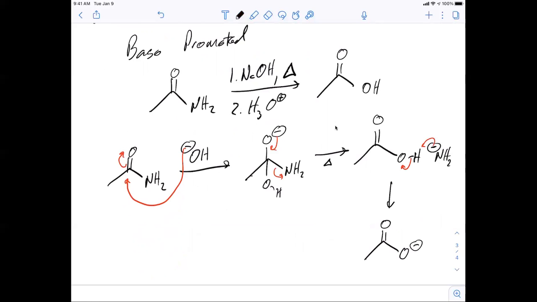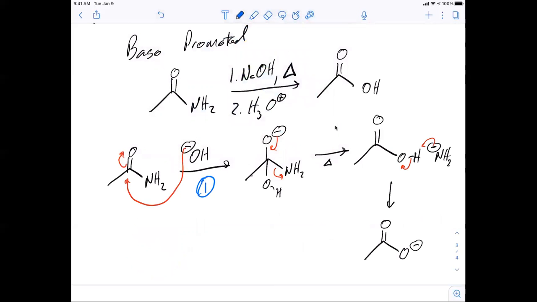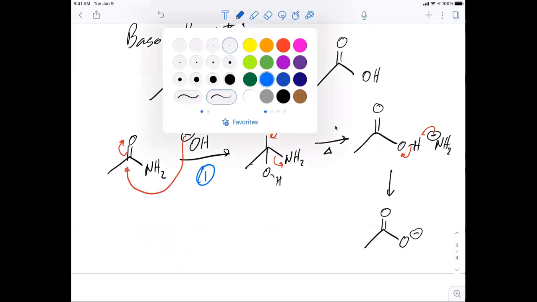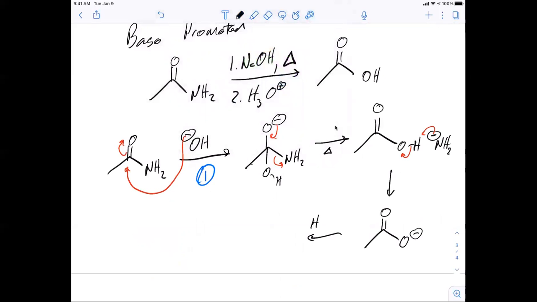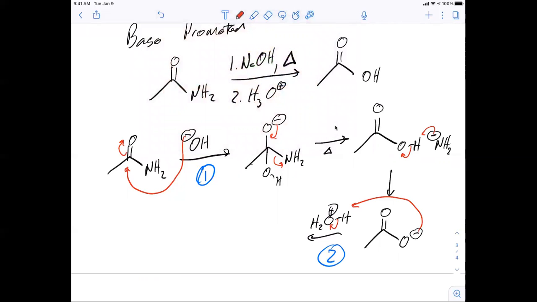And that's the end of first step, right? So this was all, let's use a different color, right? This was all step 1. Then step 2. Then we protonate our acetate to get us to our final product. Okay, questions about base hydrolysis?